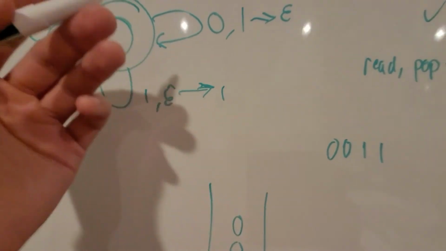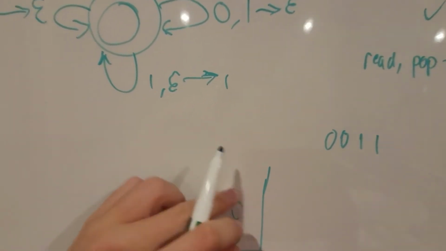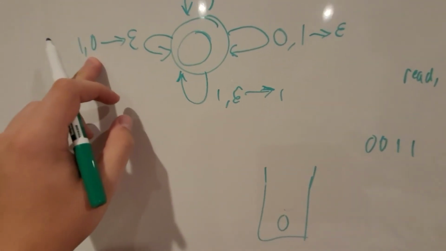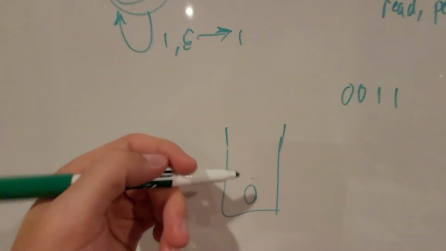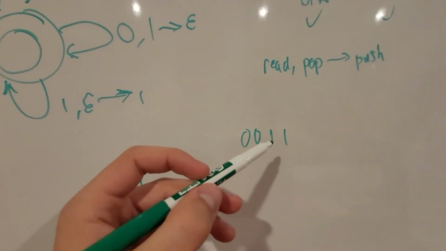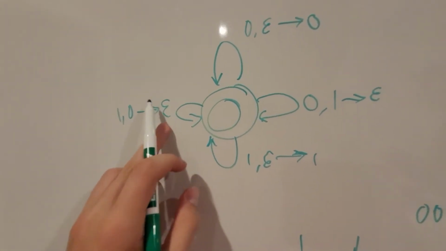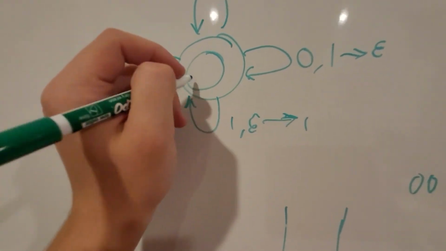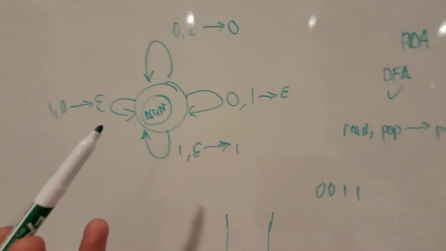Or we can add the 1s on top. It reads the 1, pops the 0, pushes nothing onto the stack, getting rid of the 0. We do it again. We have another 1. We read the 1, pop the 0, push nothing. That leaves our stack empty, and we're pointing at an accept state. So this, of course, is the accept state. Just like that. Thus we know that this works.